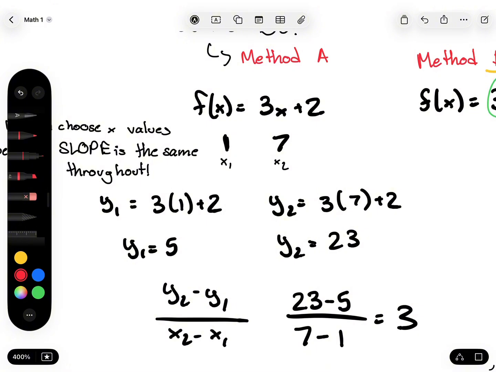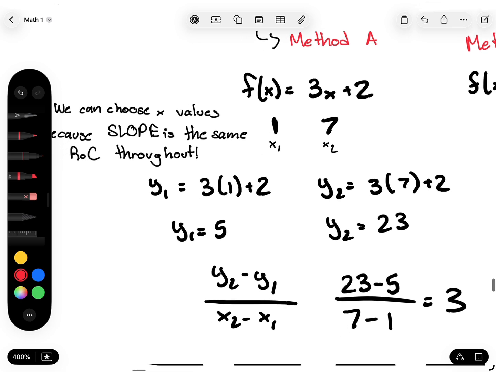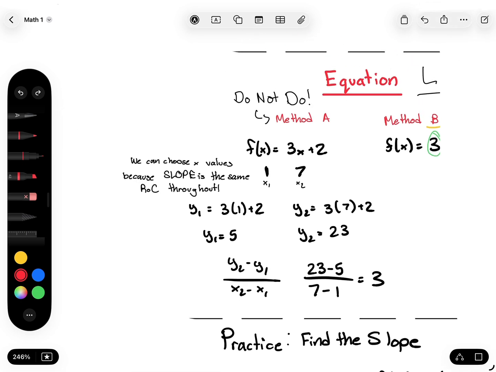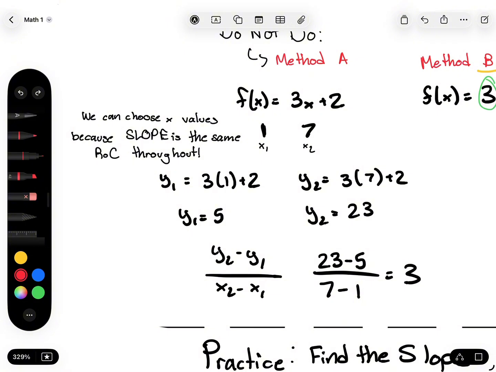Here, because it is the slope, no matter what x value we choose, it will always have the same rate of change or the same slope throughout, because it's a straight line. It will always be the same no matter what. So I went ahead and chose numbers 1 and 7, just because I wanted to show you exactly how different the numbers you can choose from can be. Remember, we can choose our x values because the slope is the same rate of change throughout. It doesn't matter if I chose 1 and 7, 1 and 17, 1 and 171, it doesn't matter.